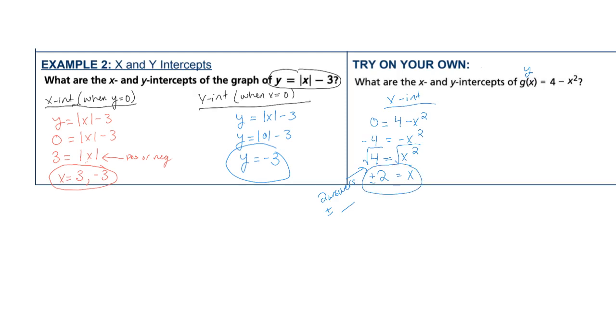Or x equals 2 and x equals -2. Okay, so with absolute value, we get two solutions. With square root of a number, we get two solutions. The y-intercept, we're going to substitute 0 in for x, so y equals 4 minus 0 squared. So y equals 4, very easy. And there is our y-intercept.